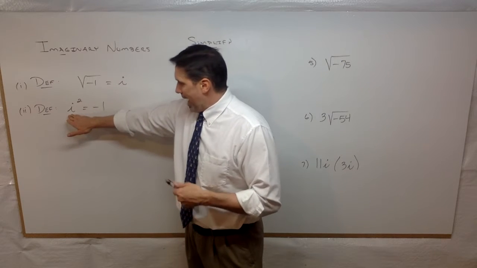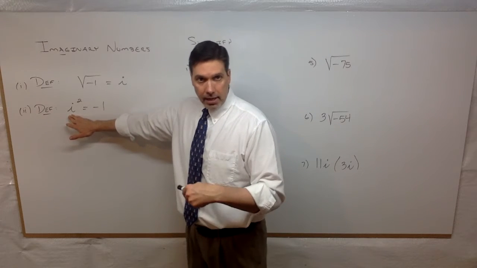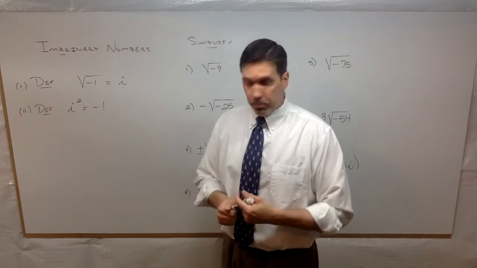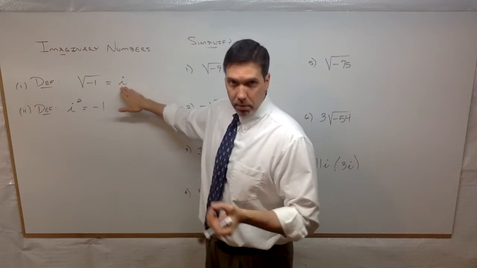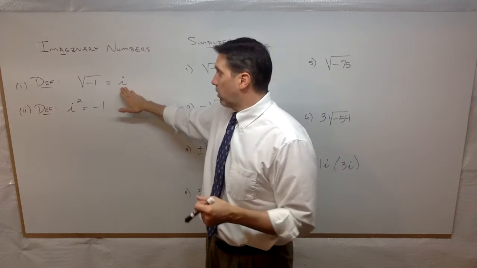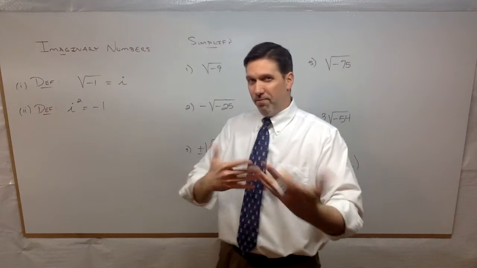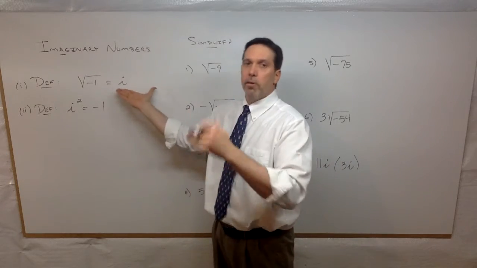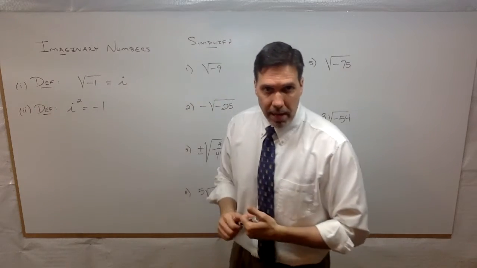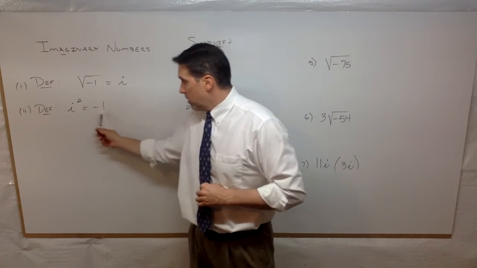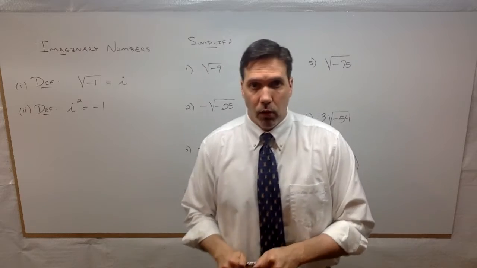Now there's a second definition. When you take the imaginary number i to the second power, we're going to say that equals a real number, negative 1. So the square root of negative 1, we're going to replace with just the letter i. Make sure it's not just some variable. Do not use this as a variable; it represents that imaginary number. And i squared is negative 1.